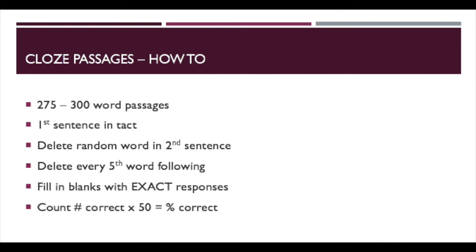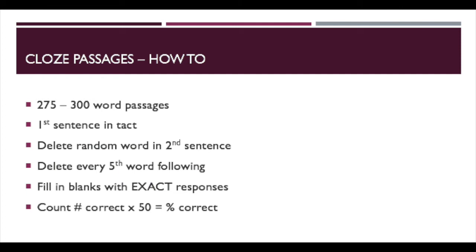The first sentence of the passage will be left alone, completely alone. It'll look exactly how it does in the book. And then in your second sentence, you can choose any word and you delete that word from the sentence. And then from there on out, you will also delete every fifth word following that first word that you deleted.